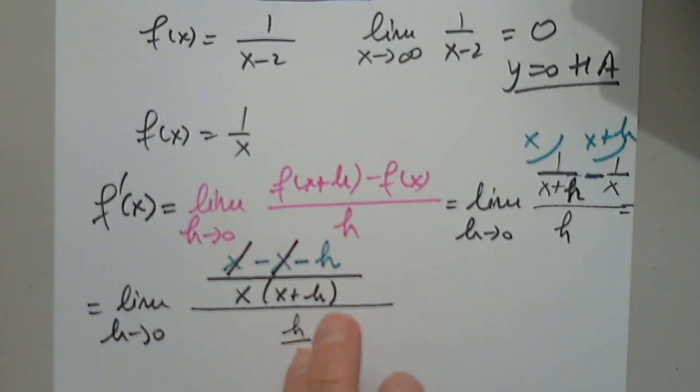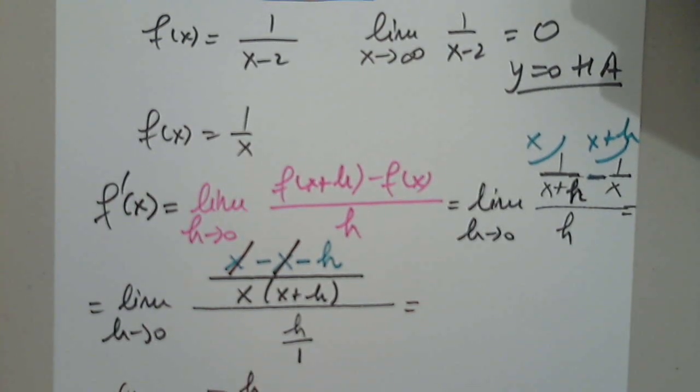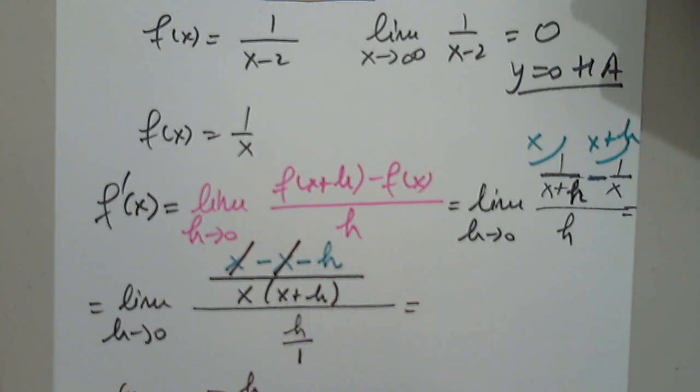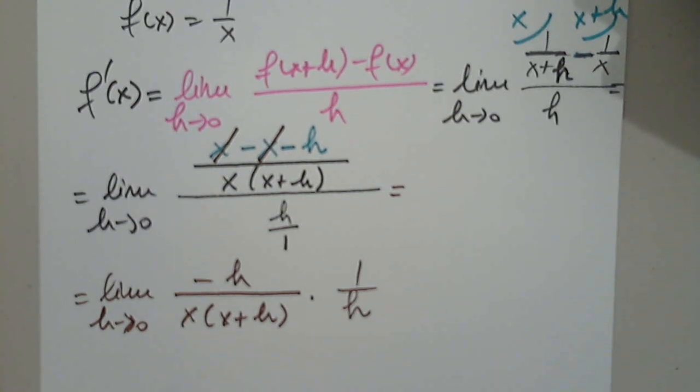Now I have a fraction. I have to flip the denominator because I'm multiplying. So the limit as h approaches 0 of negative h over x times x plus h, times 1 over h. What is the second thing that has to happen now? If it doesn't, I'll say oops and say stop. Go back, go back, go back.